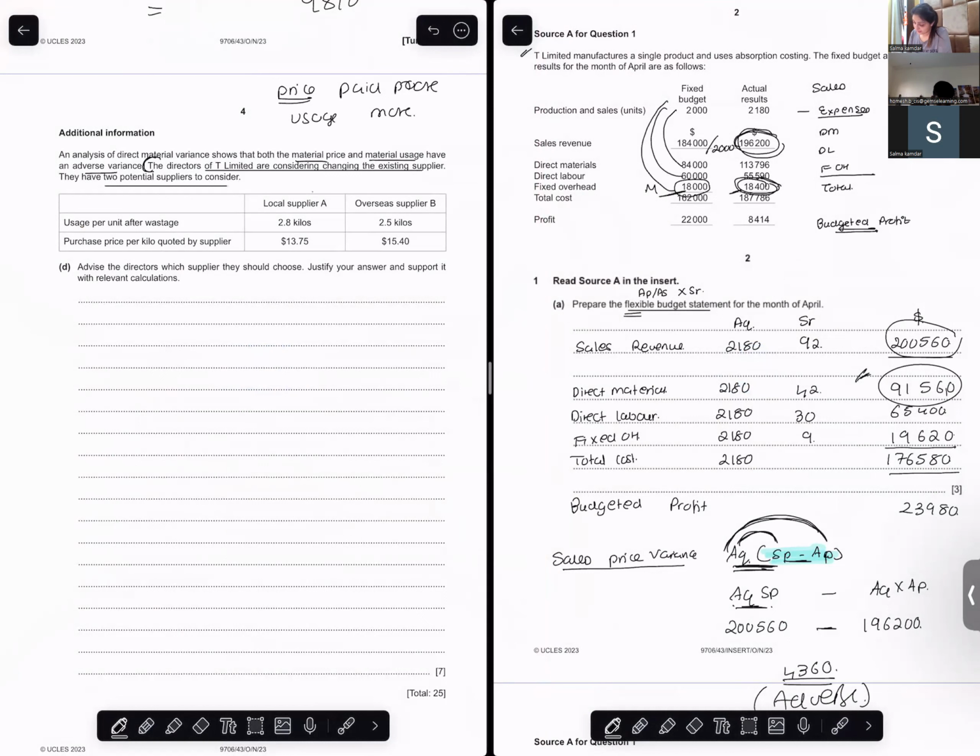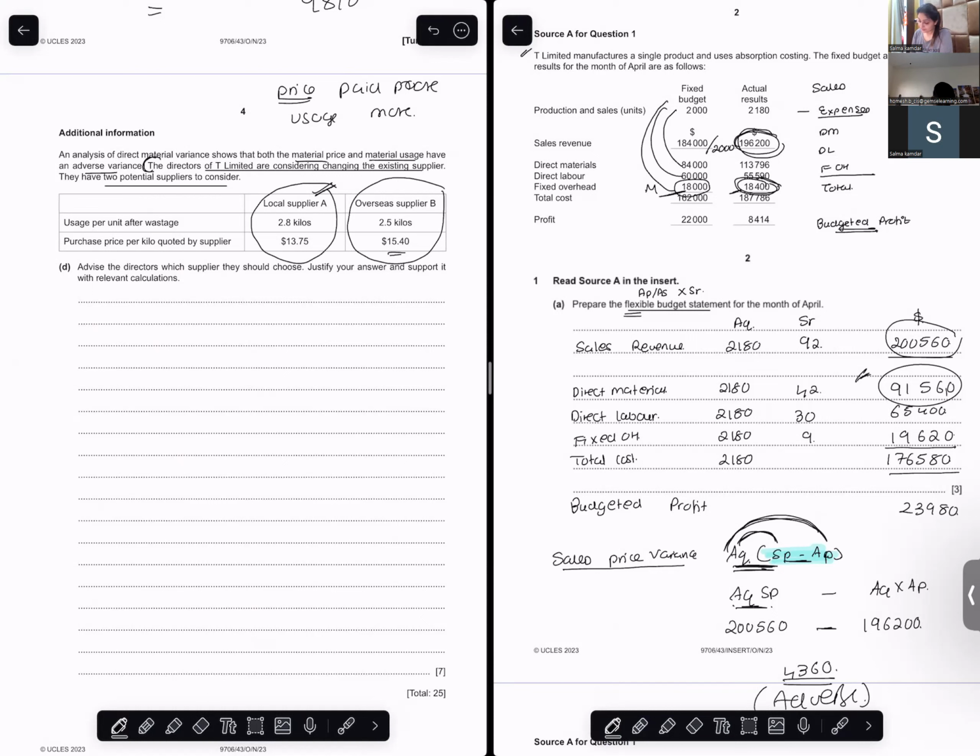Then after that, they gave the details of both the suppliers. One is local, one is overseas. You have a local supplier A who's going to charge you $13.75, and you have a supplier B who's going to charge you 15.40. So calculate per unit will come up to how much?